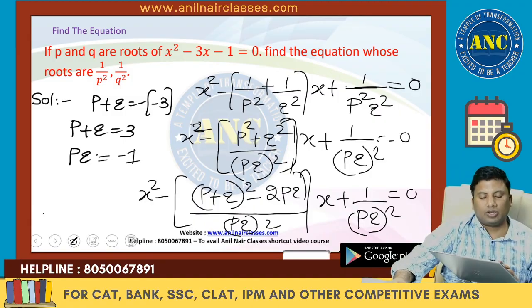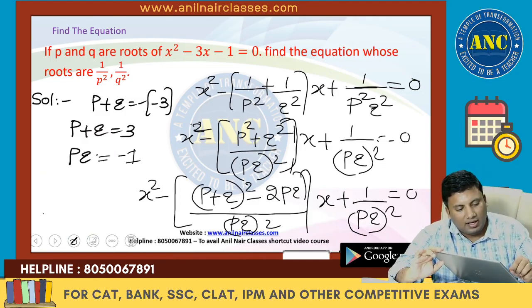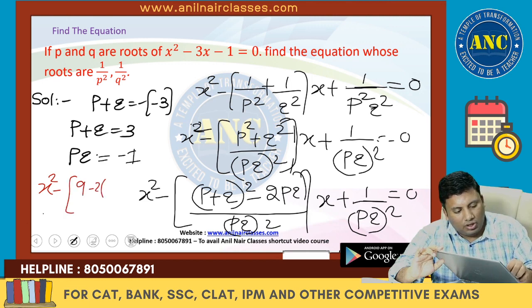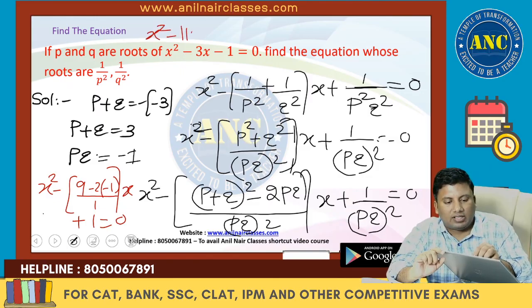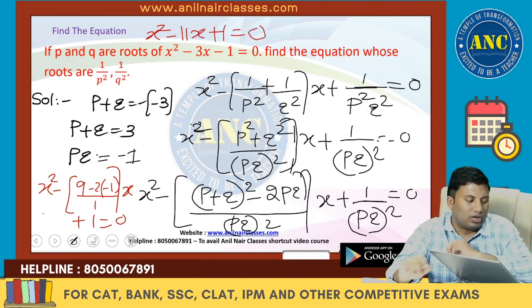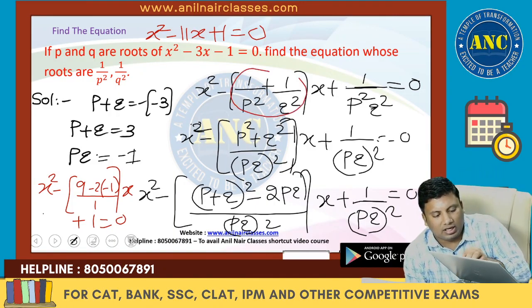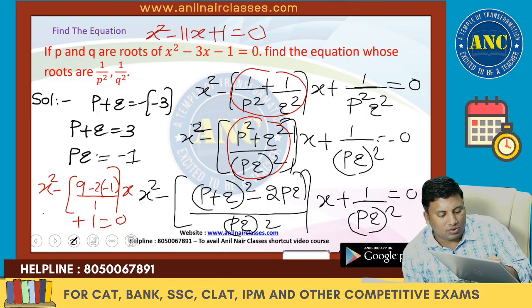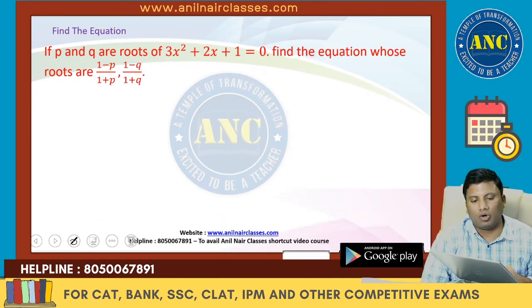Wherever p plus q is there, substitute 3. Wherever pq is there, substitute minus 1. So x square minus of (3 square is 9 minus 2 into minus 1) divided by 1 into x plus 1 equivalent to 0. So the answer is x square minus 11x plus 1 equivalent to 0. I hope the idea is clear. So 1 by p square plus 1 by q square is nothing but this value, and p square plus q square is nothing but this value. Just a substitution. In common root we will discuss something.